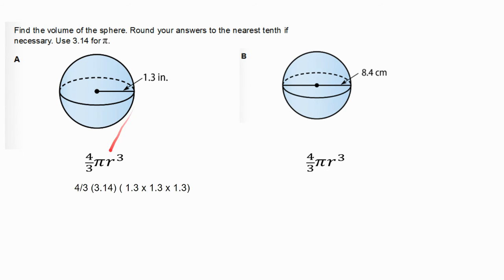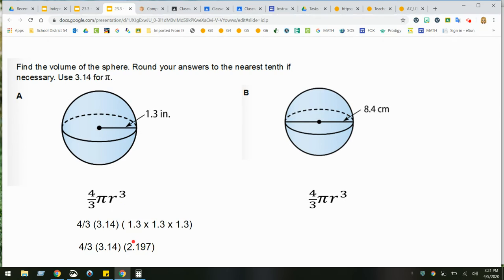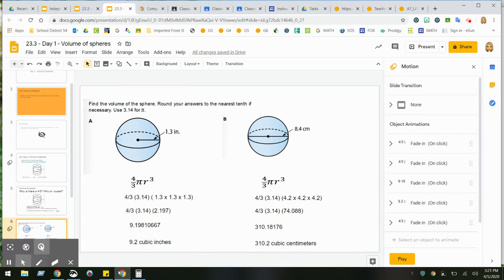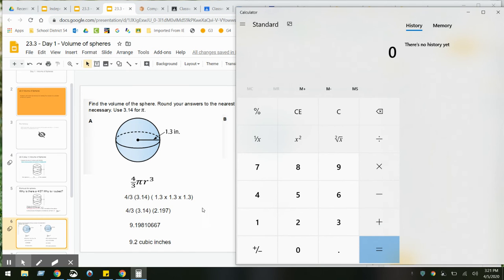My first step would be to write everything out. So I have 4/3. I exchange 3.14 for pi. And then for my radius, I have 1.3 times 1.3 times 1.3. Now, when I'm solving this, I'm going to multiply these 3 numbers together first. And now I get to the answer 4/3 times 3.14 times 2.197. I'm going to bring up my calculator really quick to show you how I suggest solving these.